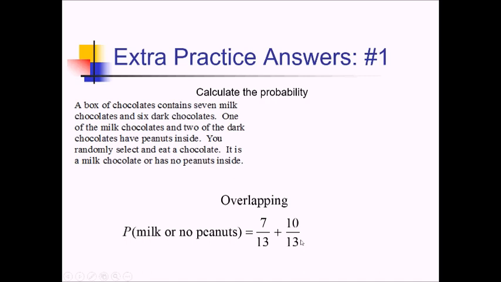Now we have to subtract the overlap because we've got the milk chocolates, we've got the no peanut chocolates, but some of them fall into both categories. So how many milk chocolates have no peanuts? Well, we said this a moment ago. If 1 of the milk chocolates has peanuts, that means that 6 of the 7 don't. So that's 6 over 13 that we have to subtract from what we already added together. And now if we add these up, we've got 7 plus 10 is 17. Minus 6 is 11, so that's 11 out of 13 chance of getting milk chocolate or no peanuts.